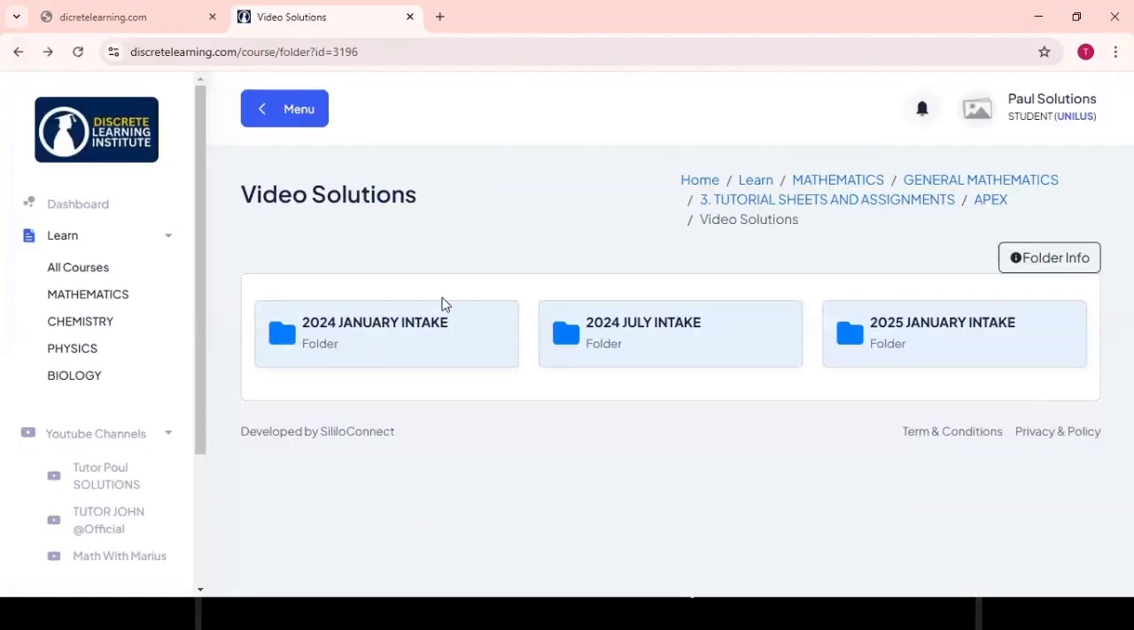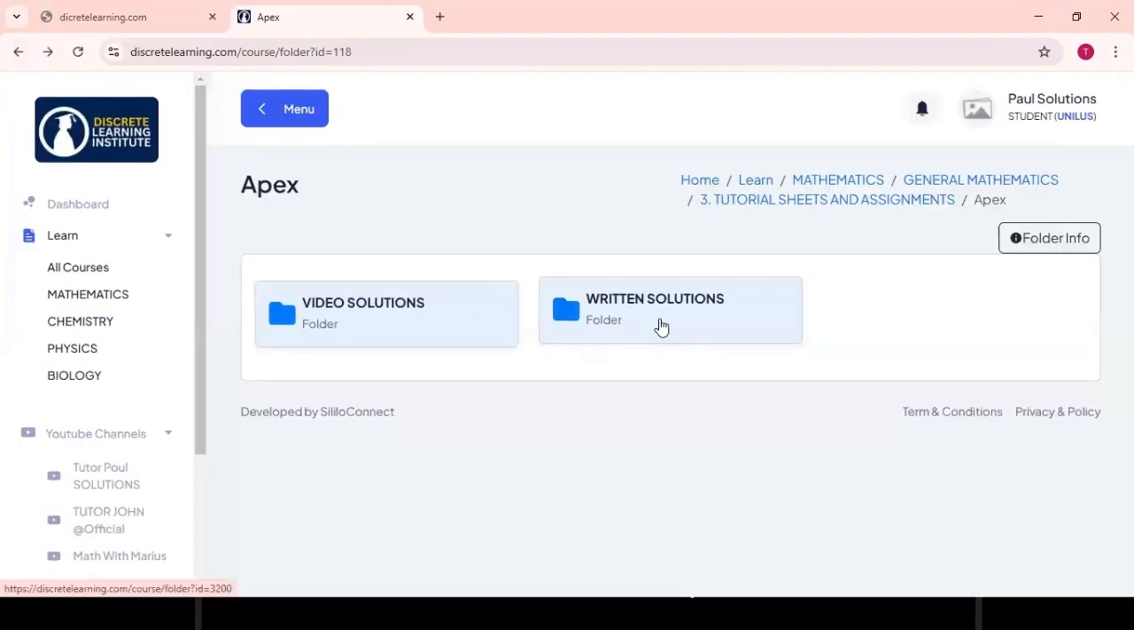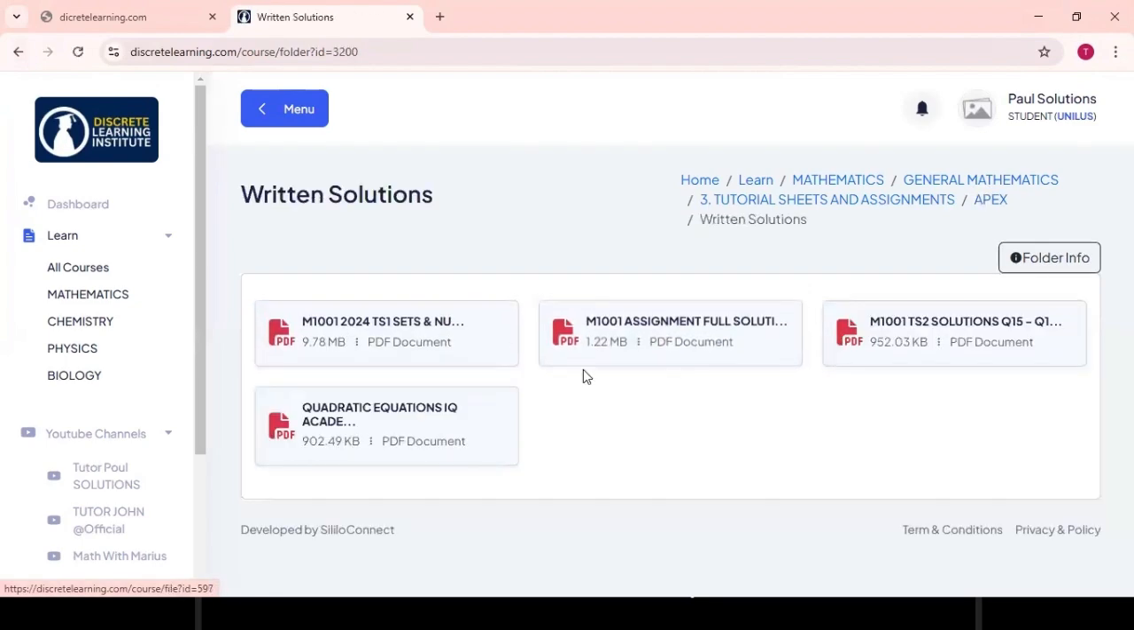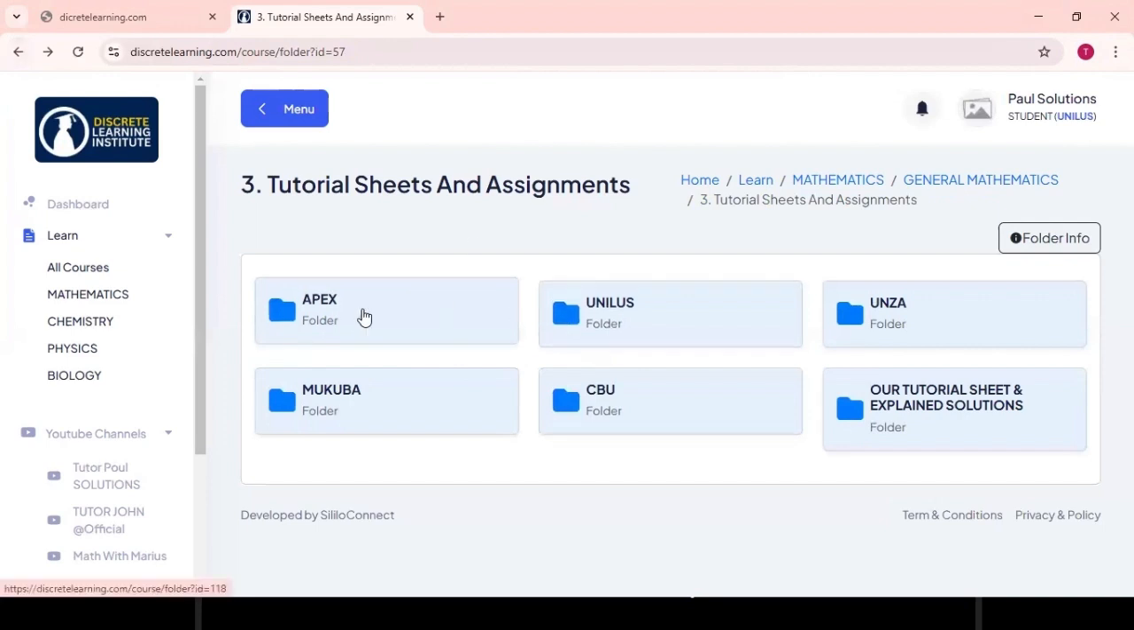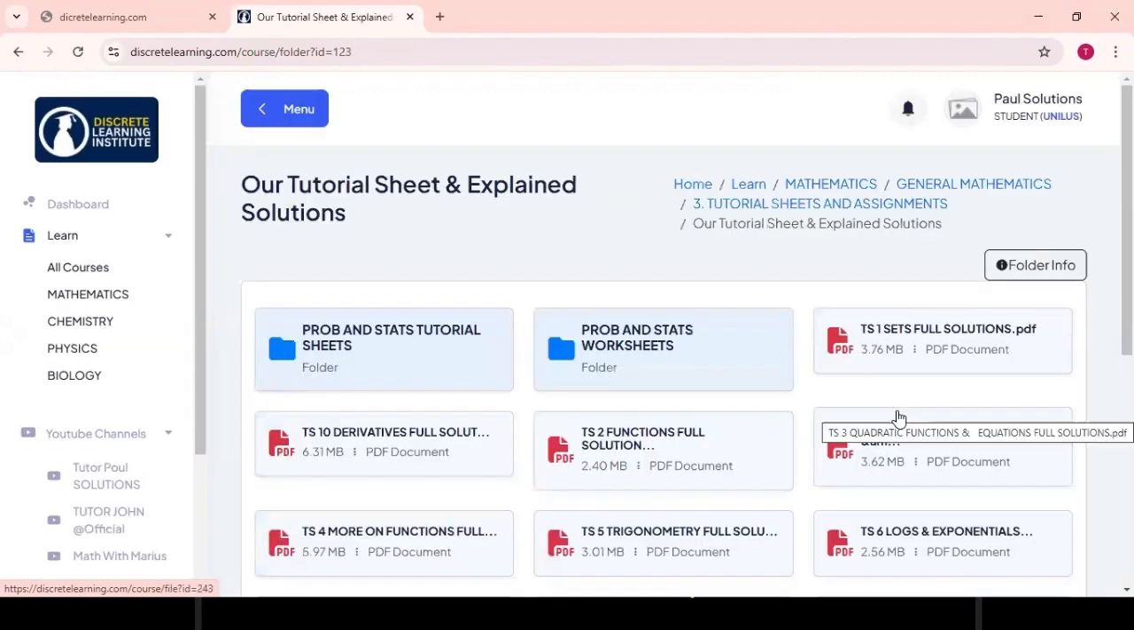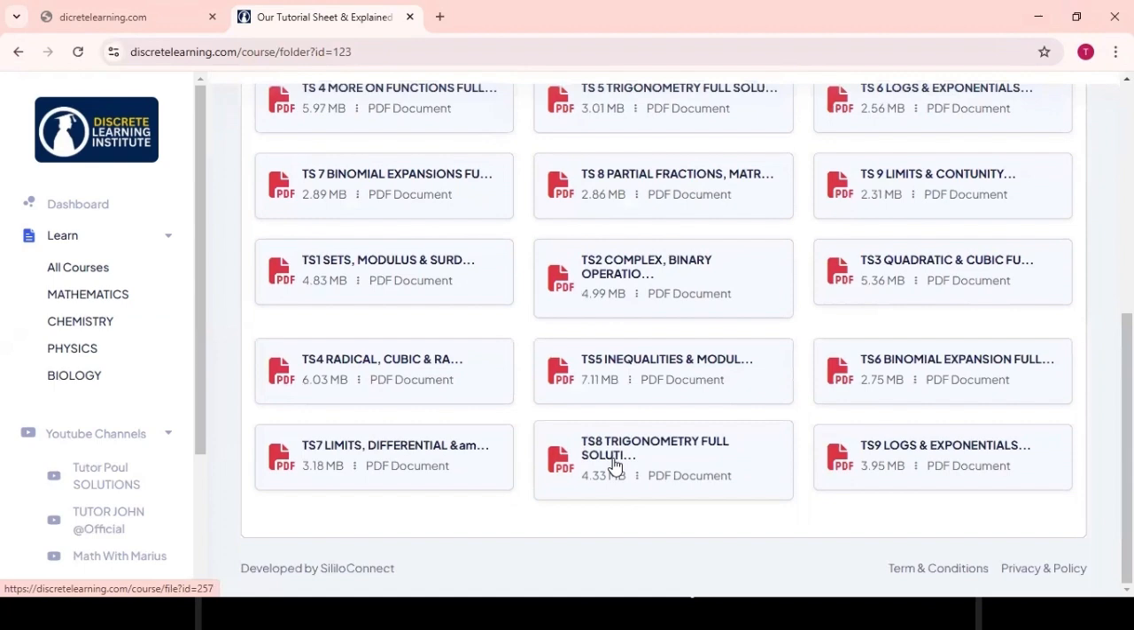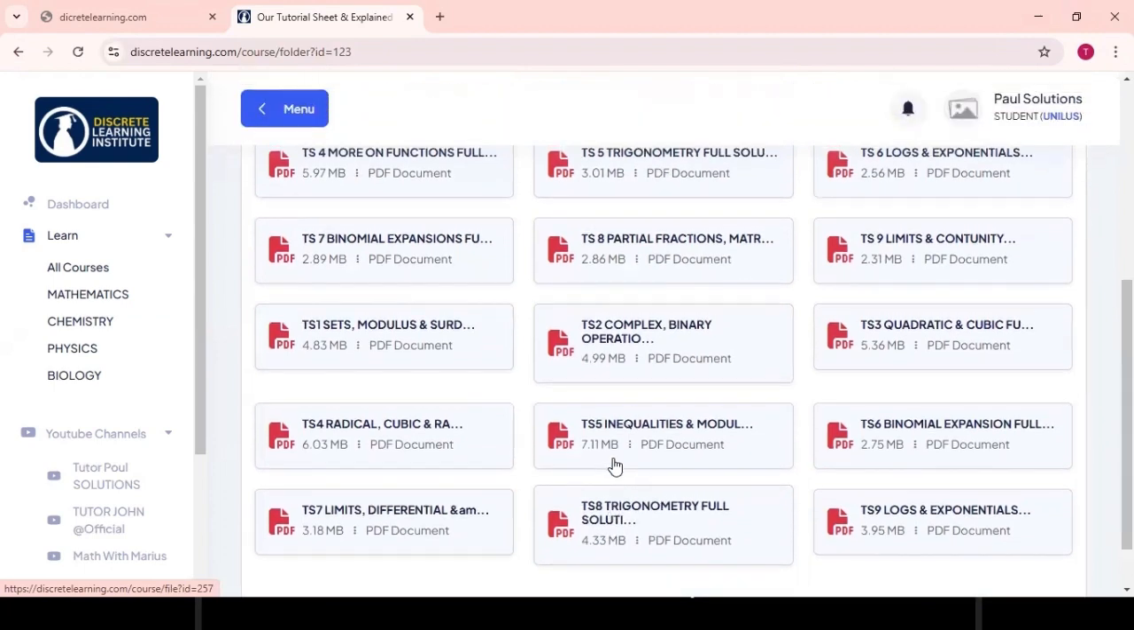Okay, and then what else? You can also check out the written solutions here. You're going to find some of the written solutions that we upload there. All right, so if you do not see your university here, you can go in this folder where we wrote our tutorial sheet and explained solutions. You open this folder, you're going to find a lot of tutorial sheets based on all the math topics that you can have.